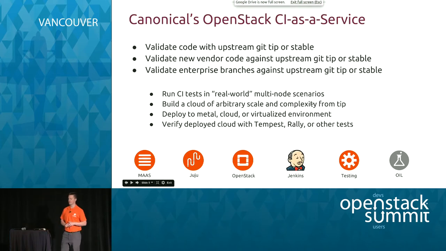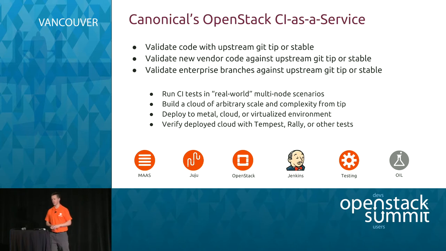So a lot of substrates that you can deploy to. And as I mentioned, you verify the deployed cloud with Tempest, Rally, or other tests. And at the bottom, those are the different things that go into this. Obviously, OpenStack goes into this. Juju and MAAS are the tools that we like to use. Jenkins for CI. Testing could be Rally, Tempest, or whatever. And OIL is kind of a side piece of this that may or may not be involved.